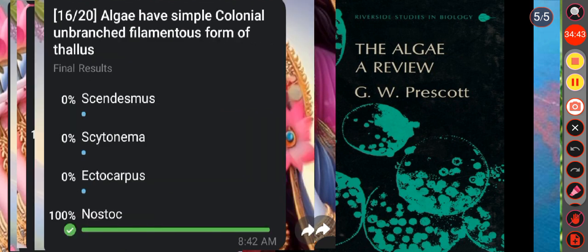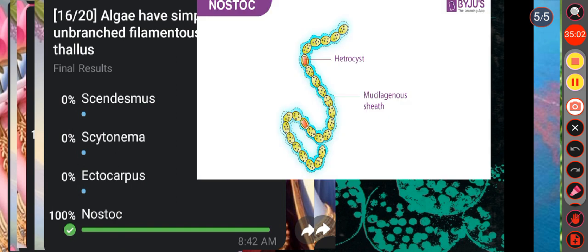Okay. Then question number 16. Which algae have simple colonial unbranched filamentous form of thallus? Option A Scenedesmus, option B Schizothrix, option C Ectocarpus, option D Nostoc. Here the correct answer is option D, that is Nostoc. We know Nostoc is the most common genus of cyanobacteria. They are found mainly in freshwater, attached to rock, tree trunk or at the bottom of the lake. Okay, and they are also found in symbiotic association with other plants.